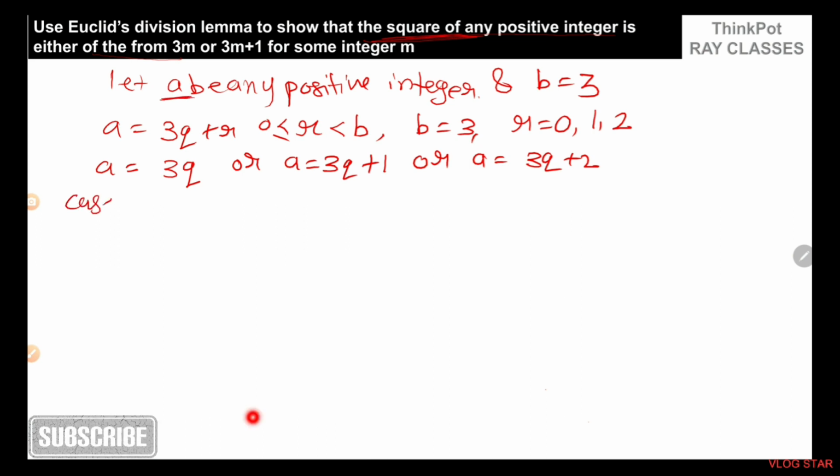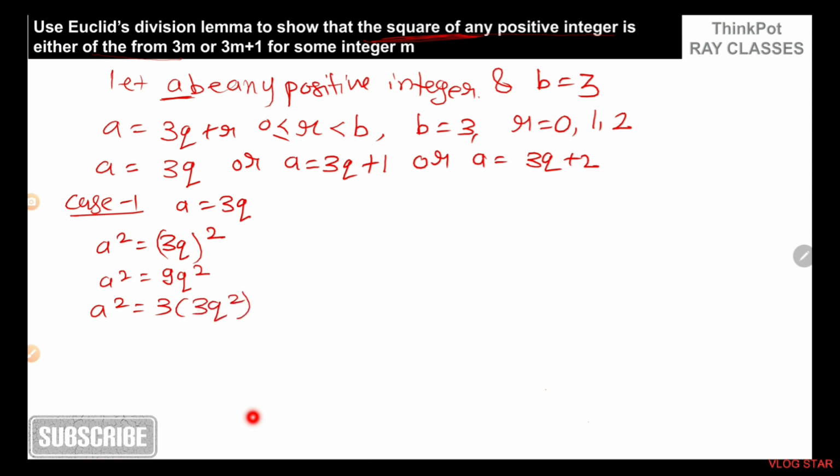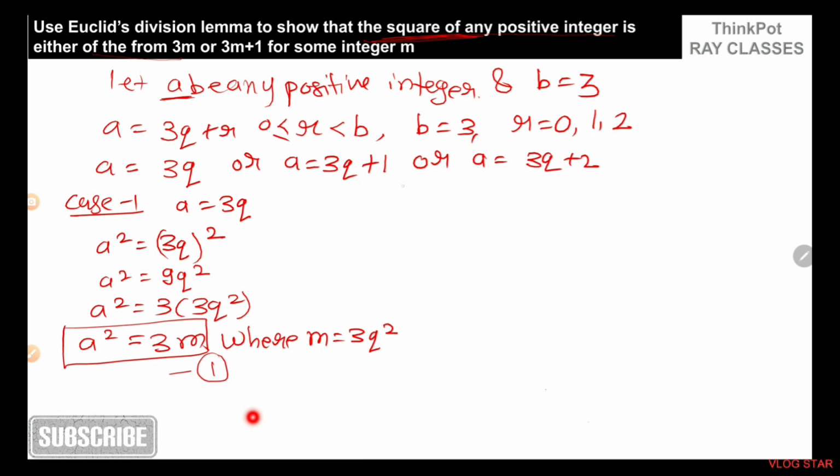So we'll take case 1 where your a is equal to 3q, and now square this. A square is equal to 3q square. So we'll get a square is equal to 9q square. Obviously you can take 3 outside, you will get 3q square. Now a square can be written as 3m where value of m is equal to 3q square. We can give it as point number 1.